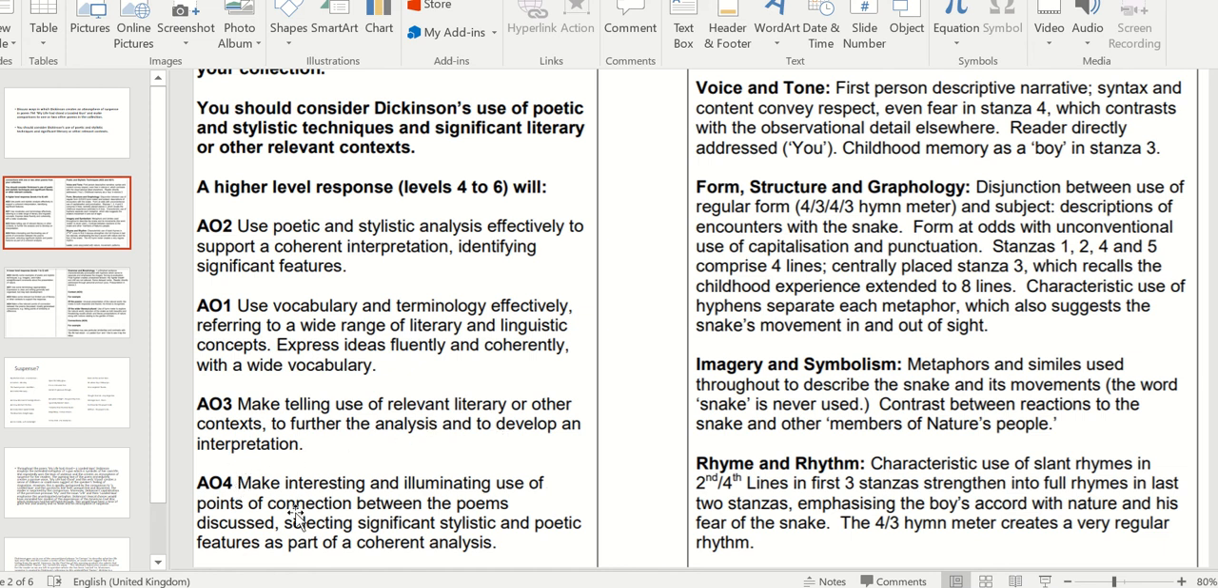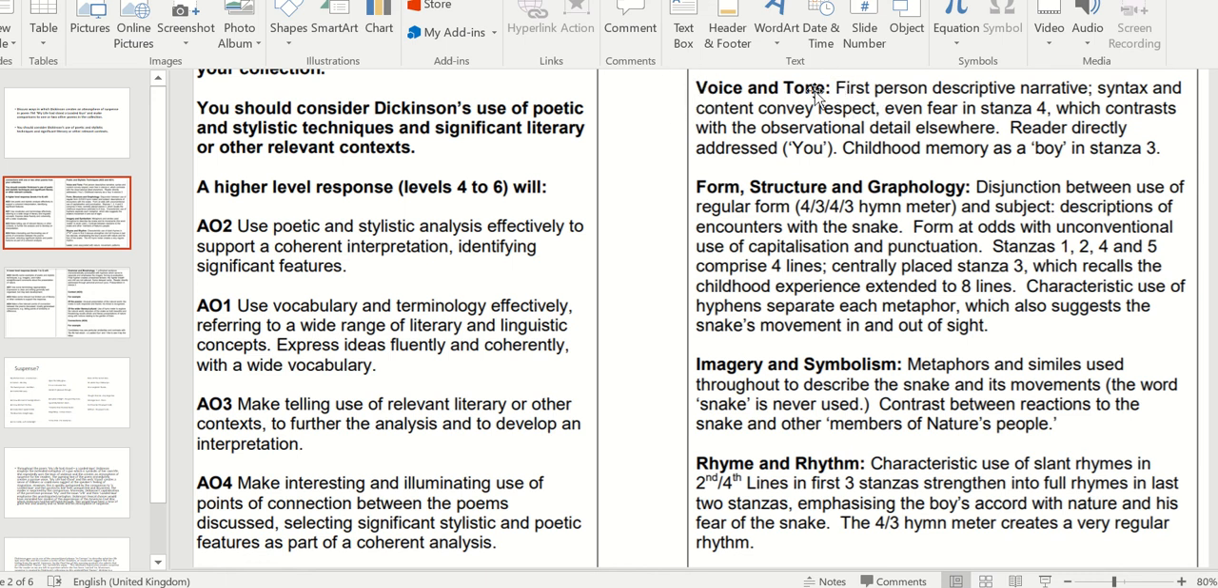And make interesting and illuminating use of points of connection between the poems discussed, selecting significant stylistic and poetic features as part of an analysis. So you're wanting to link to other poems based on what they're doing and what techniques Dickinson is using. On the right in bold are the headings that I've given you on the feedback sheet, which is going to accompany this video.